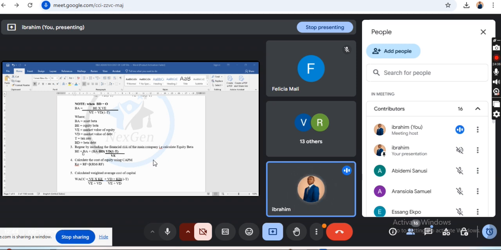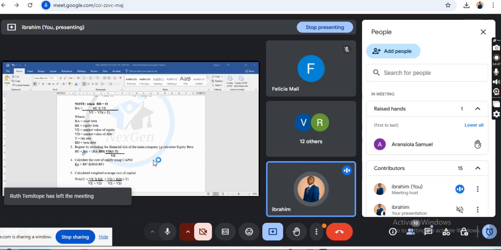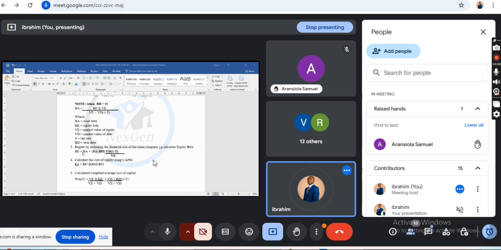So that is the financial risk. That is why they say you give it by including the financial risk of the main company. So all that part is the financial risk. You see, your BD is your business risk of the proxy company, so you are including it together. That makes your what? Your equity beta, right?